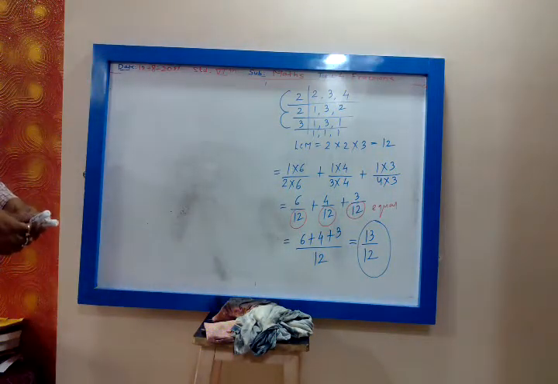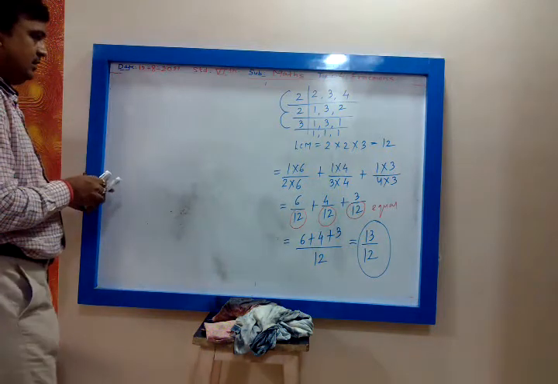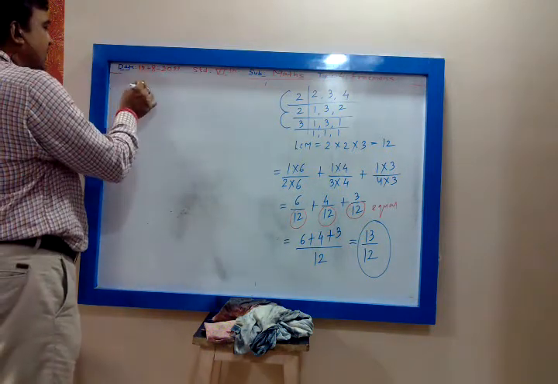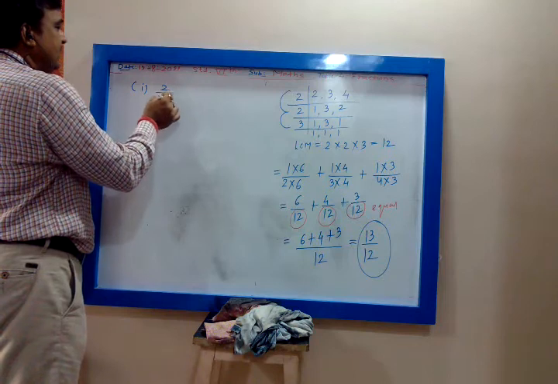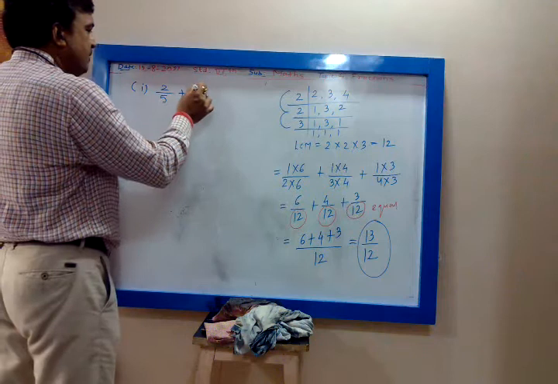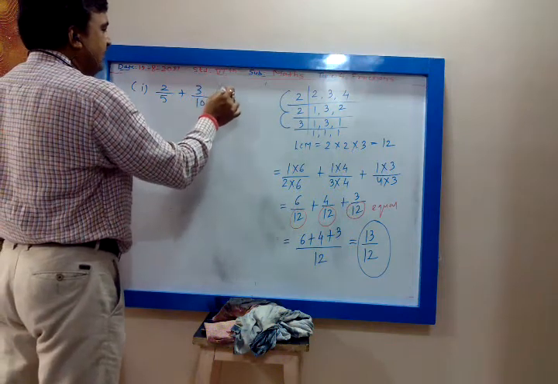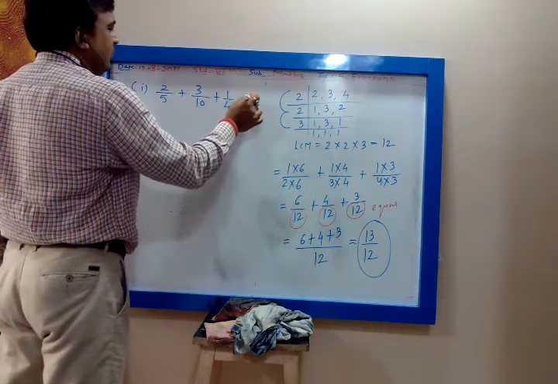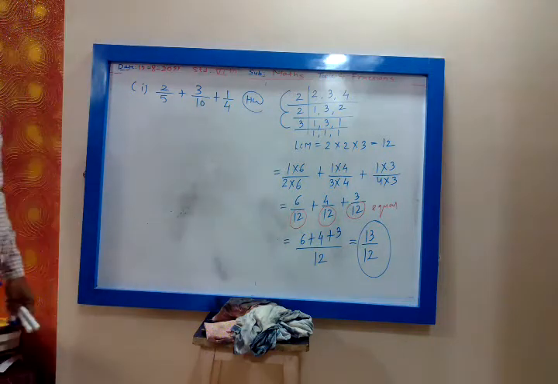Then I: 2 by 5 plus 3 by 10 plus 1 by 4. LCM of denominator. Denominators are not equal. Homework. Then J.